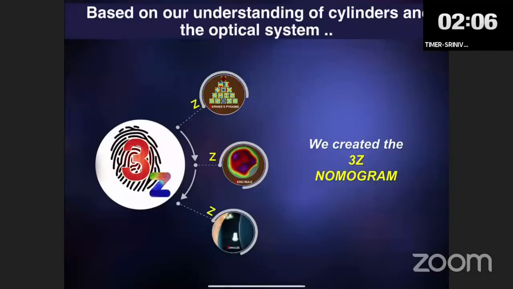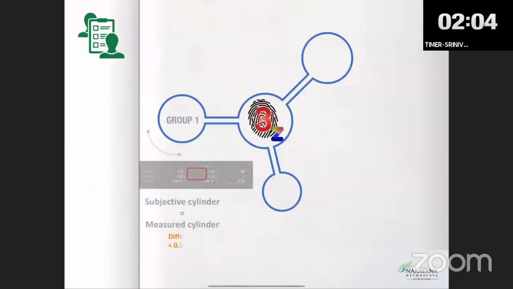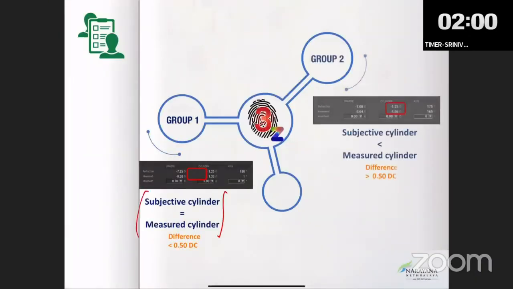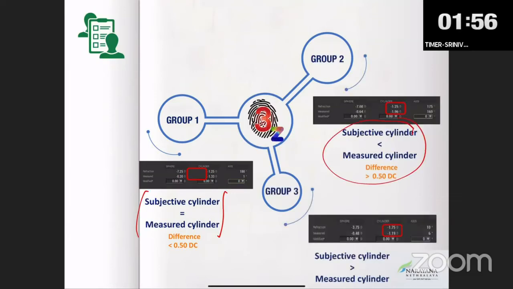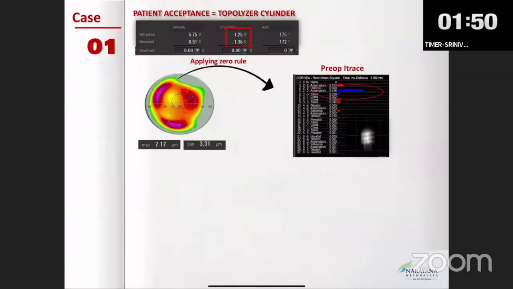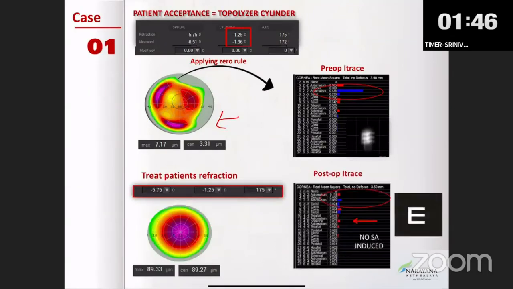So how does Contura work? The Contura works on 3 levels. It looks at manifest cylinders, how the difference is. It looks at the subjective cylinders and also looks at all the 3 parameters which I just described about the manifest and the total astigmatism. It also looks at the aberrations, and it also adds aberration to this profile, and then it makes planning according to how you want to treat.